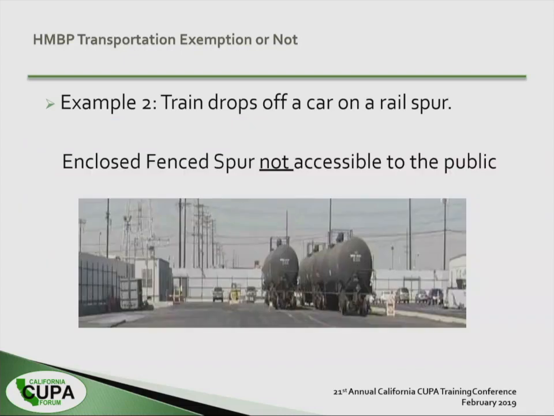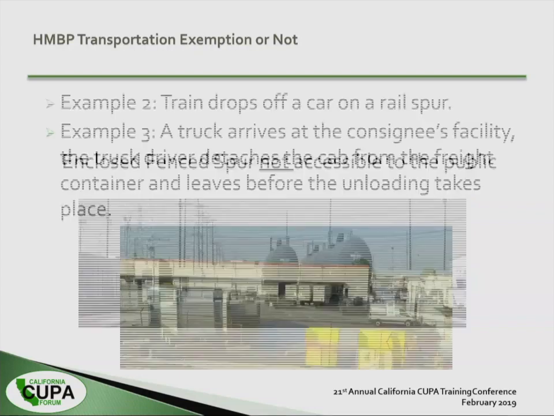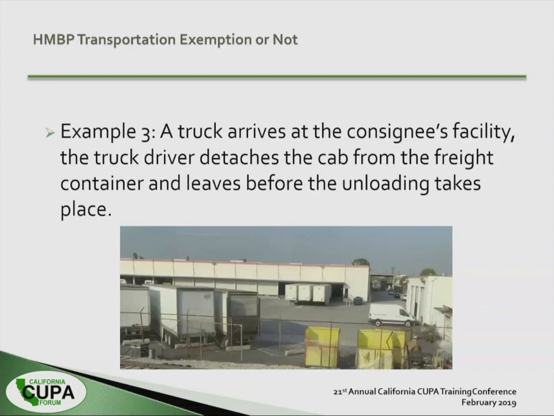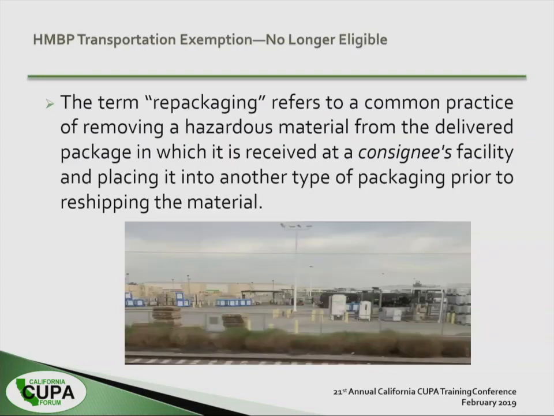Example 2B, same thing. Train drops off in a private rail spur, it's reportable. Truck drops it off at the warehouse, the tractor leaves, the truck stays there. In effect, it's just material being moved around on the property. Repackaging, transloading. Basically, if the material goes to the consignee's facility, it is now considered a reportable material. If it is not the consignee, but an intermediary warehouse during active transport, exempted.